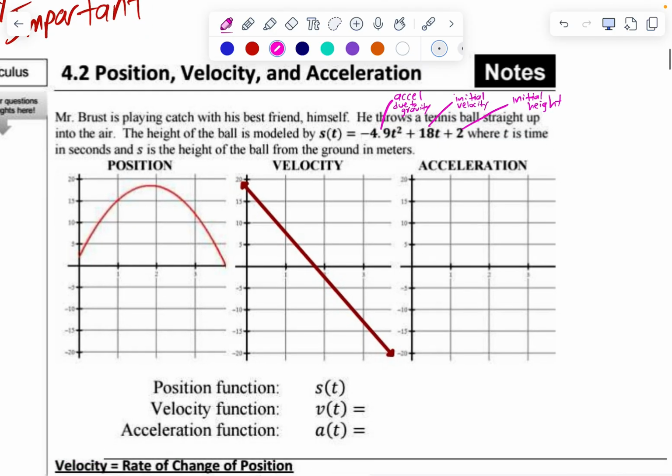All right, we have 3 graphs. If you've ever thrown or watched something be thrown, you know it follows this path, right? It's called a parabola. And it's cool because the actual math graph mirrors what it looks like when it flies through the air, at least somewhat. Okay, and then velocity.